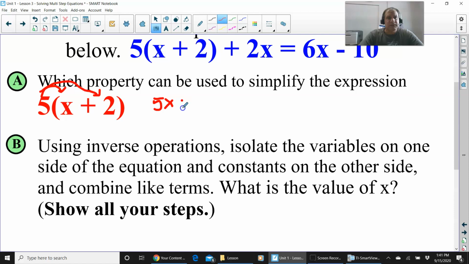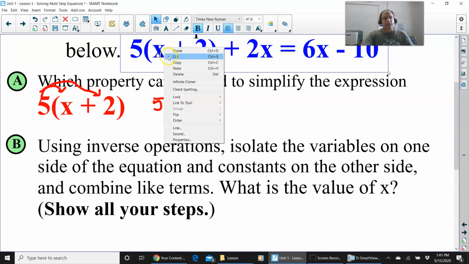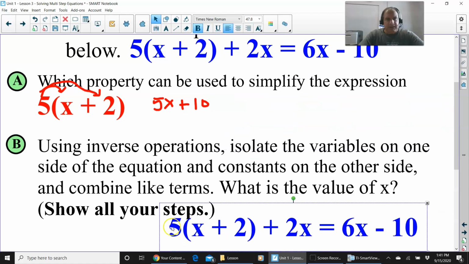You have 5x, 5 times 2 is 10. So that's just one step there. There are 2 steps in distributive property, but you have to get rid of those parentheses before you start the equation. So go ahead, see if you could rewrite this equation down. We're going to clone it, and I'm going to bring it down here.